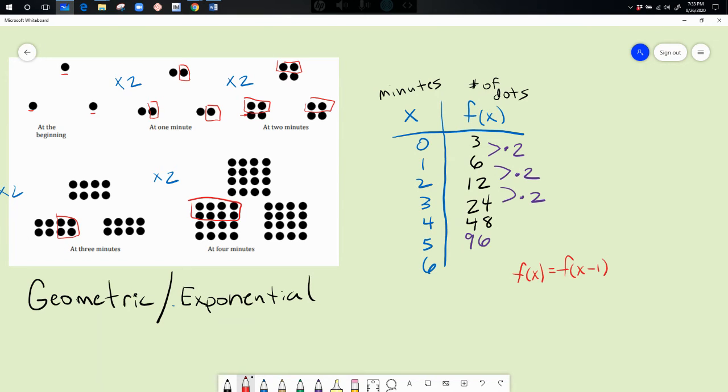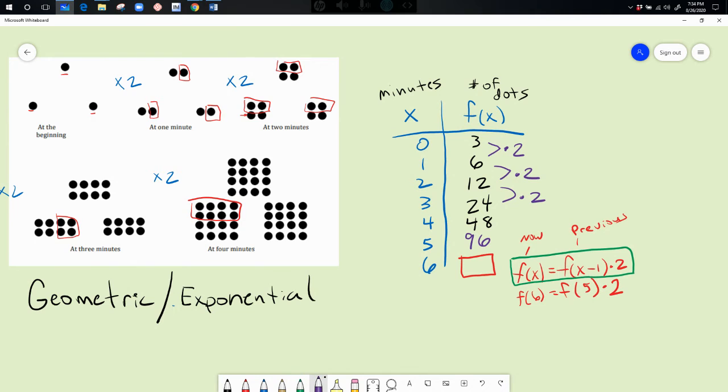Okay, remember, this is my now term. This is my previous term. So my now term, I'm going to put a box here so we can solve for it, right? My sixth term equals my x minus 1, the previous term, so my fifth term. And what are we going to do to the fifth term, or 96, to get the next term? Well, we're just going to multiply it by 2. So that right here is the recursive equation.